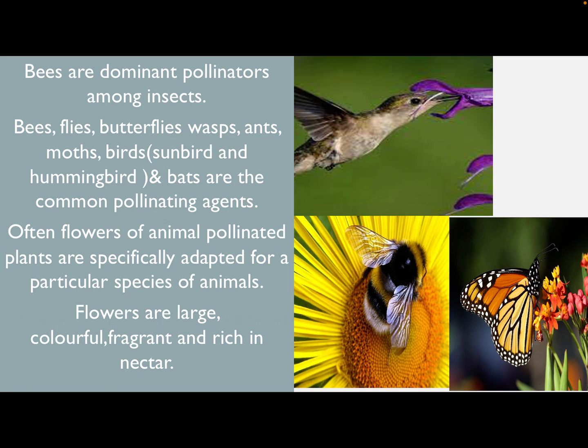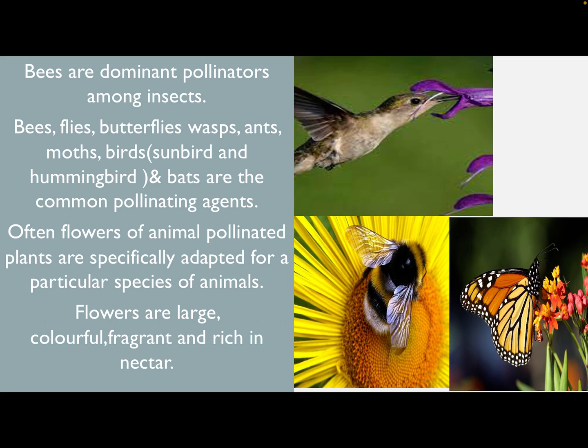Often flowers of animal pollinated plants are specifically adapted for a particular species of animals. You can see in this picture, it is very clear here, and it is often asked in exams: sunbirds or hummingbirds can pollinate the flowers which are saucer shaped, which are white petaled, which are bell shaped. So you have to answer the question. They can pollinate the flowers which are bell shaped. So keep it in mind. This is a very important point.